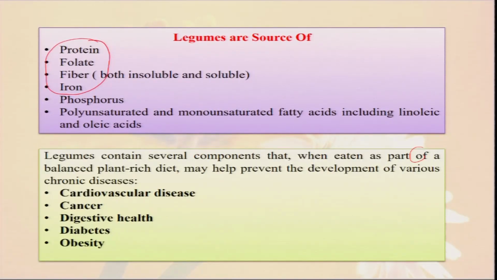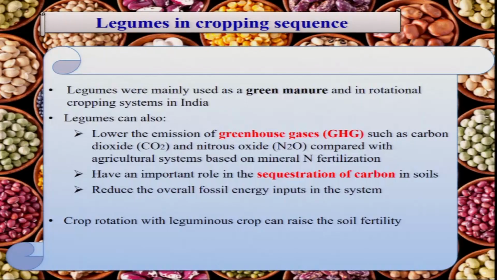They also give phosphorus and different types of polyunsaturated and monounsaturated fatty acids. When we use a balanced diet over time including pulses, they are also reported to decrease the risk of cardiovascular disease, some types of cancer, digestive problems, diabetes and obesity. So, these legumes have a very important role in the cropping sequence.